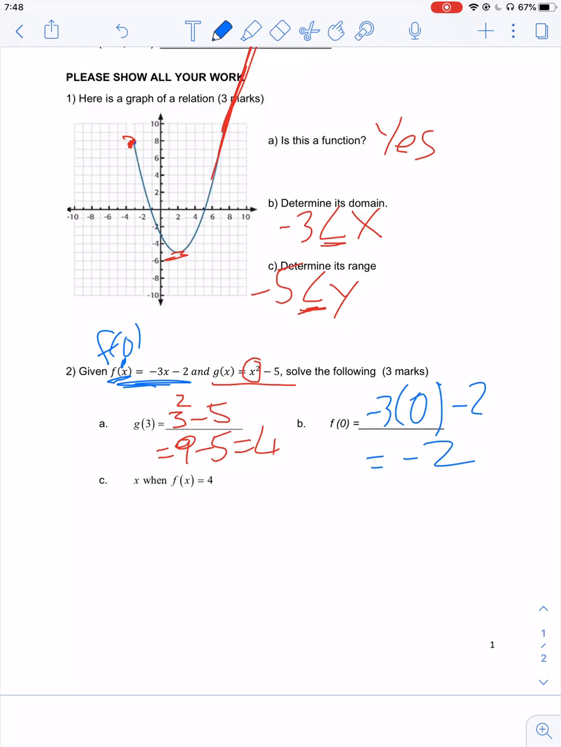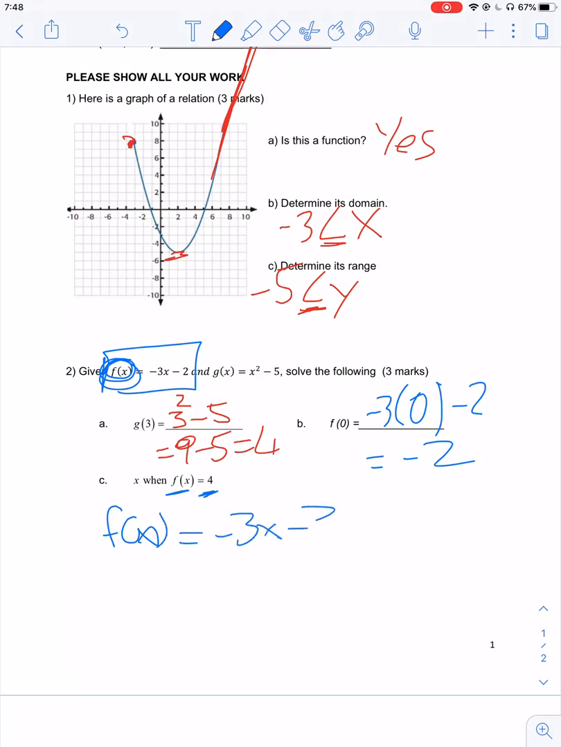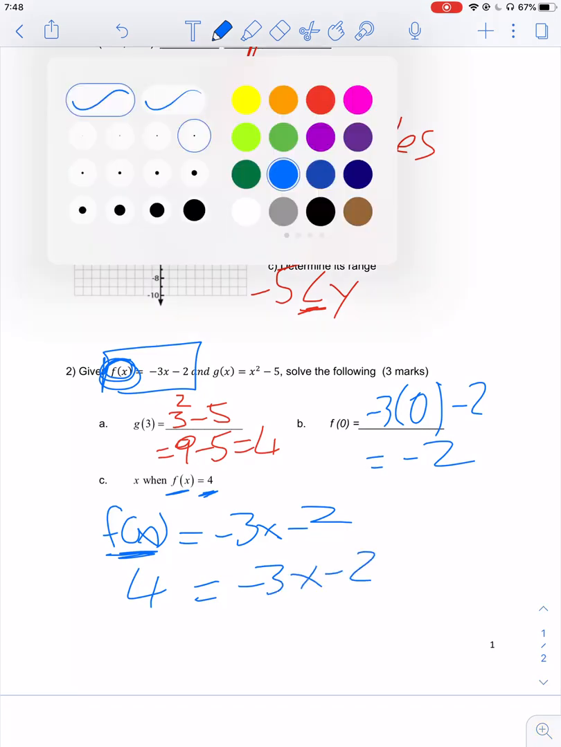This one is slightly different, the last question, because here what you're doing is you're replacing f of x by 4. So that means you're going to have to look at this equation and replace f of x by 4. Okay, so let me write down the equation. It's f of x equals minus 3x minus 2, right? Now I have to replace f of x by 4, so I'm going to replace this by 4, keep everything else the same, and you just have to do a little bit of algebra and solve for x, okay?